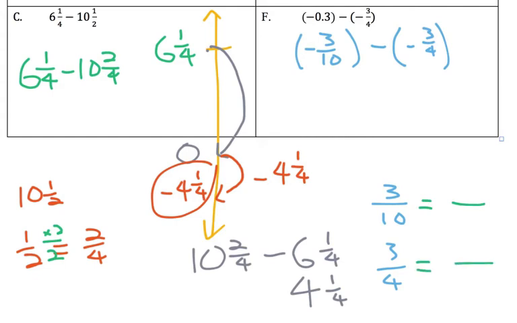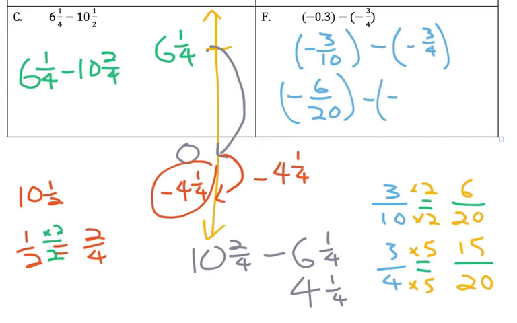And if I think about 10 and 4 and their multiples, I realize that 20 is a magic number because they can both get to 20. So I'm making equivalent fractions out of 20. So for 3/10, I multiplied by 2 over 2 because that would give me 6/20. And for 3/4, I knew 4 times 5 was 20. So I did 3/4 times 5 over 5, and I got 15/20. And now this problem is going to turn into negative 6/20 minus negative 15/20.